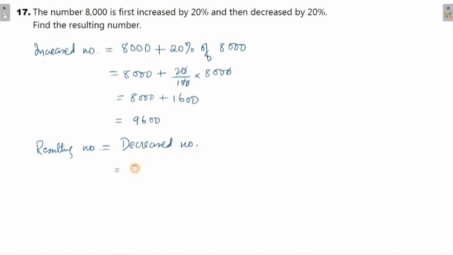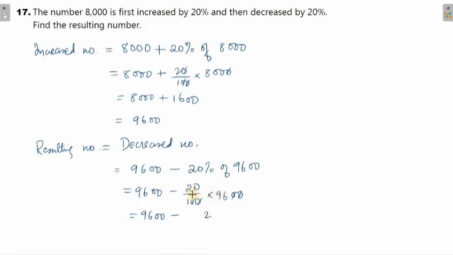Now the original number is 9600, and since you are decreasing, you have to write minus 20% of the number, which is 9600. Okay, so we have 9600 minus 20% means 20 by 100 into 9600. 0 gets cancelled. So we have 9600 minus 2 6 are 12, carried over 1, 2 is 2 9s are 18, plus 1 19. We have got one more 0. So we have 1920. So let's subtract.